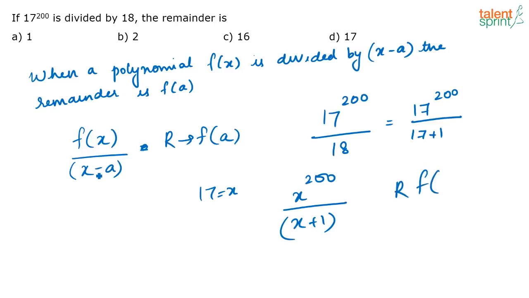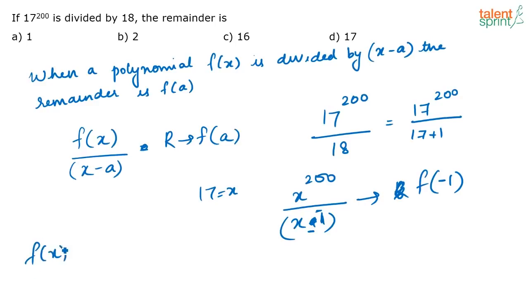So here if it is x minus a, it is f of a. So here it is, see, it is minus of minus 1, correct? So what is my remainder here for this division? It is going to be f of minus 1. Okay, what is f of minus 1? Just put minus 1 in this polynomial.